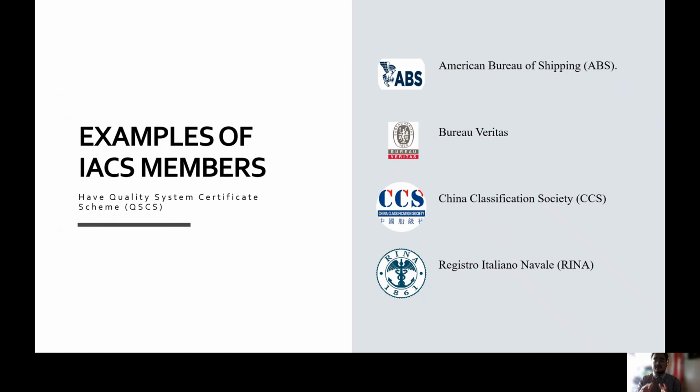These four examples are, first of all, the ABS, also known as American Bureau of Shipping, and this one is emphasized to be applied especially in the American region. And then Bureau Veritas, this is one of the European classification societies. And then we have the Chinese classification society, which is known as China Classification Society, also known as CCS.